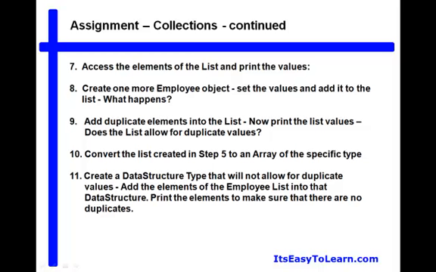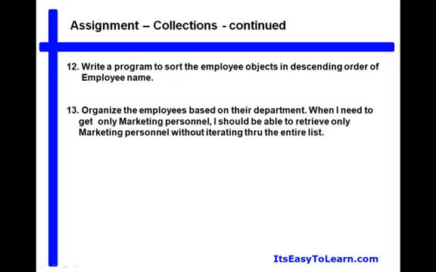Create a data structure that will not allow duplicate values. Print the elements to make sure that there are no duplicates. Here you should use a set. Write a program to sort the employee objects in descending order of the employee name. And finally, organize the employees based on the department. When I need to access the marketing personnel, I should be able to retrieve only the marketing personnel without going through the entire list.